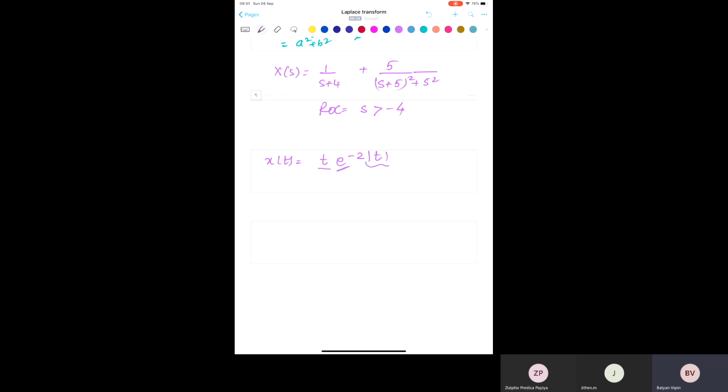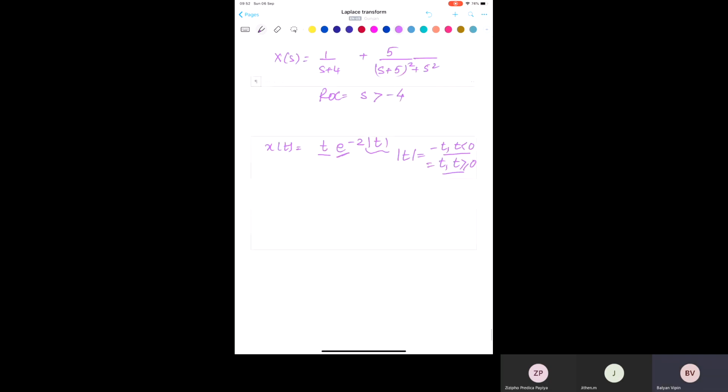So the only thing which can provide us the limits of integration is this mod t. And how a mod t works is: it equals minus t when t is less than 0, and plus t when t is greater than or equal to 0. So in this way, now you have two things here.